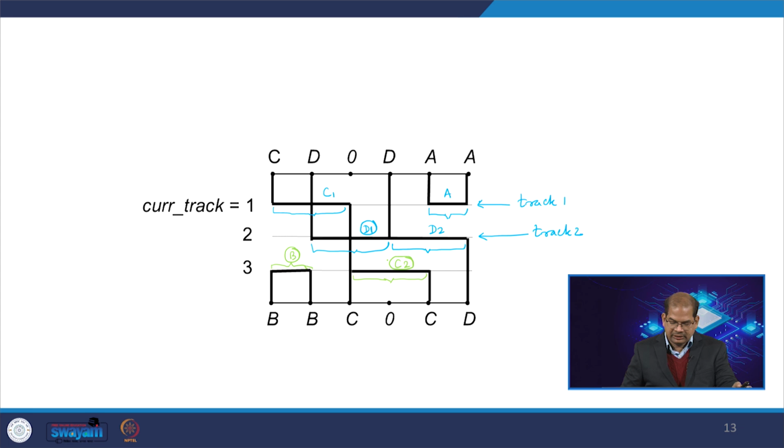After you do these assignments, you can merge the vertical connections: C1 should be connected to C2, D1 should be connected to D2, like that. This is the final routing after using the Dogleg routing algorithm. So, in this lecture we discussed the Dogleg channel routing algorithm. It is very useful in reducing the number of tracks in channel routing, and it is also used for removing the conflicts that arise due to cycles. Thank you for your attention.